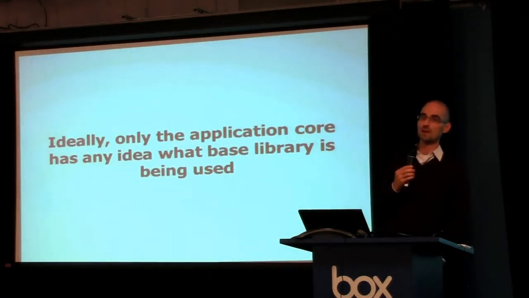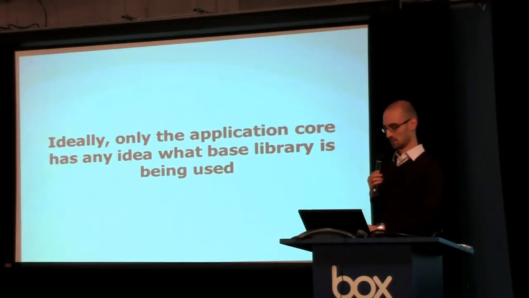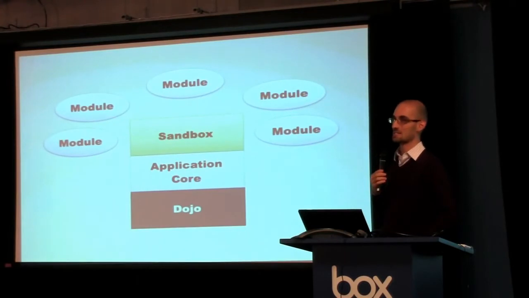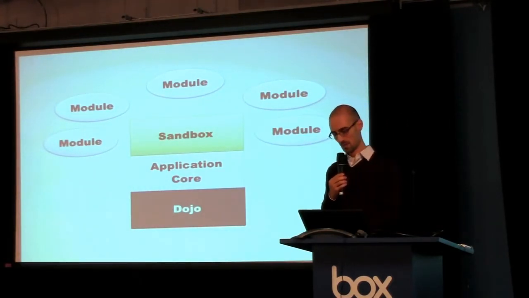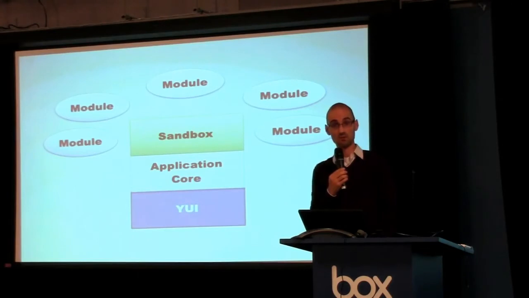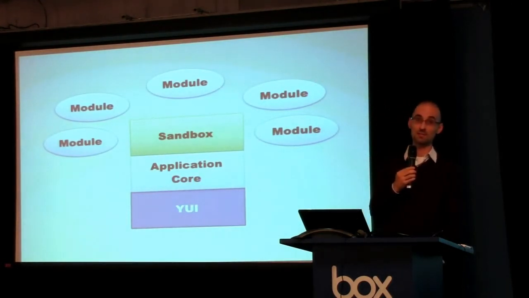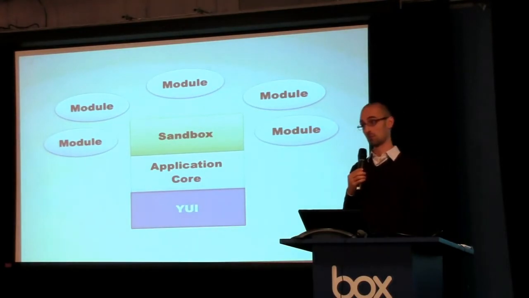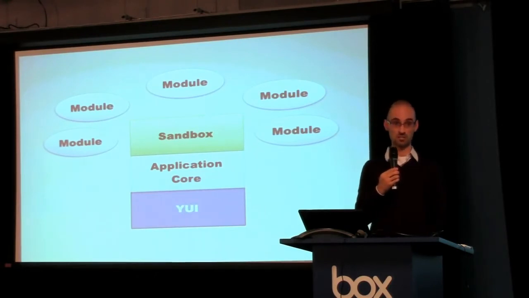Now, ideally, only the application core has any idea what base library is being used. Right? And so why is that? Well, because you could start out by using Dojo, and then decide that you want to use YUI. And you should be able to make that change fairly easily without needing to rewrite everything. If you have to rewrite everything, that's bad. It probably won't end up happening anytime soon. And that means that you'll be stuck with your old code for a long time.